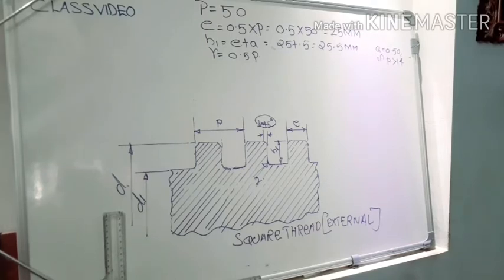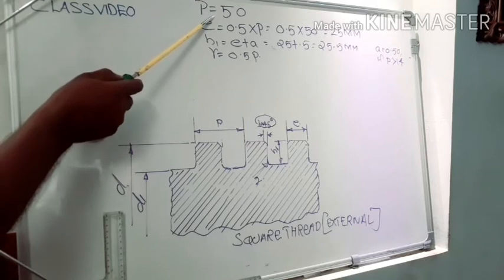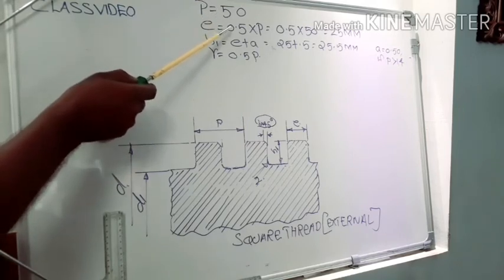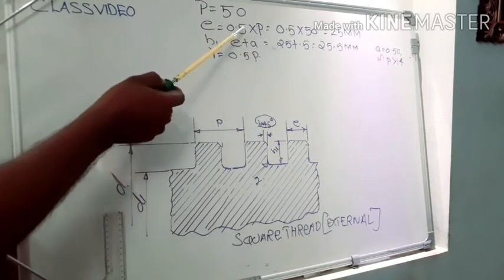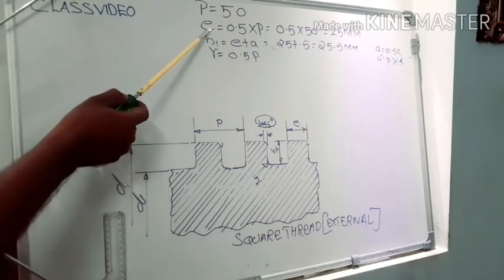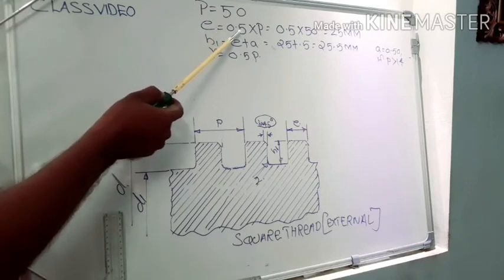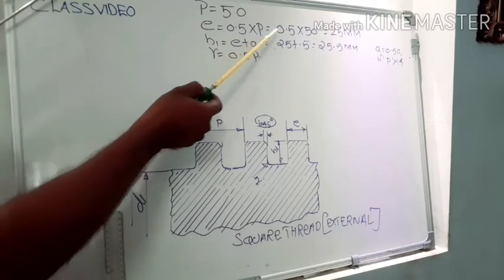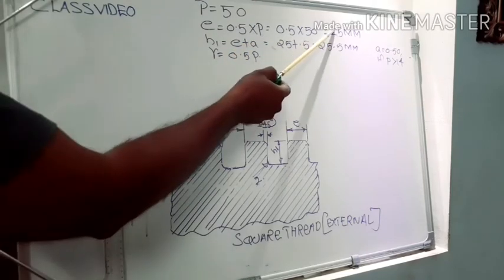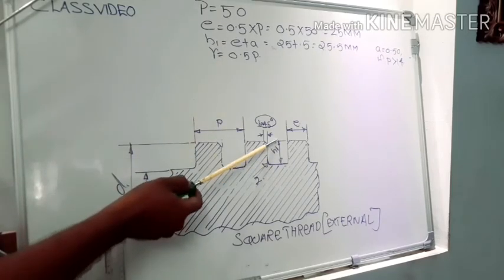How to draw the external square thread profile using our pitch value. Our pitch value is 50 mm. Using this pitch value, we have to find out the other terms. That is E. To find the value of E, we use the formula 0.5 into pitch, that is 0.5 into 50, that is 25 mm. Next, the depth of thread, which is marked with the letter H1.